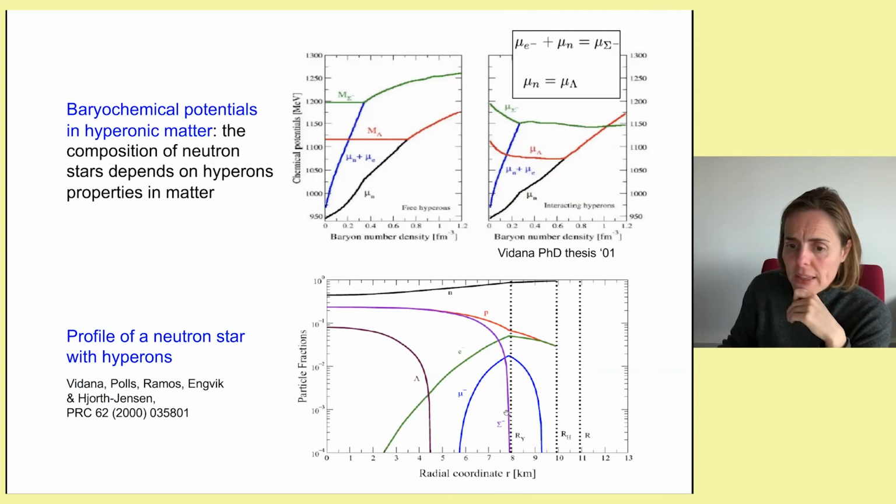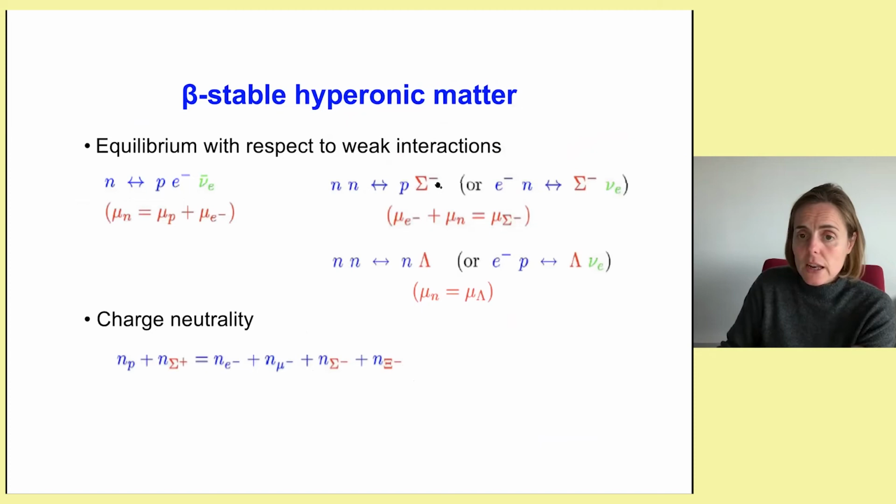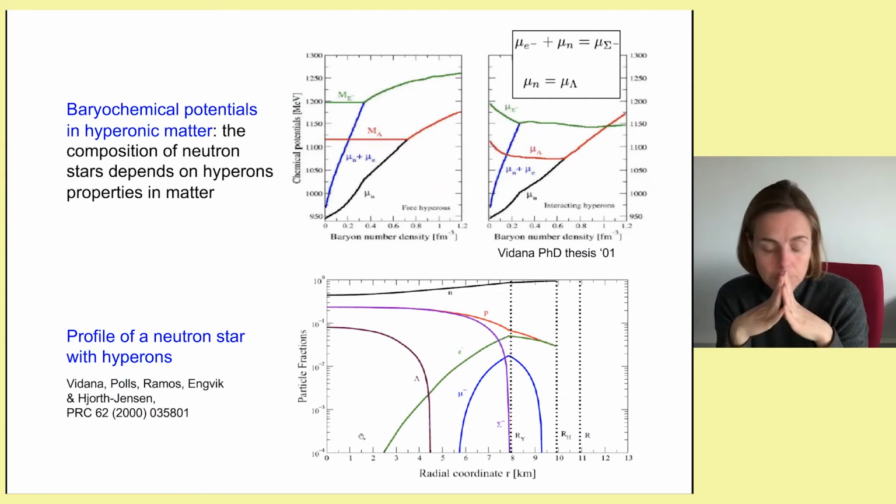And then, as you go towards larger densities, you start populating lambdas, while the nucleons are being reduced and reduced. But still, and it's usually what happens in these models, the most abundant particle is the neutron. But this is obtained by these conditions that tell us when sigma minuses and lambdas will appear, or even cascades. In that model, cascades are not appearing yet. And this is how you determine your equation of state.